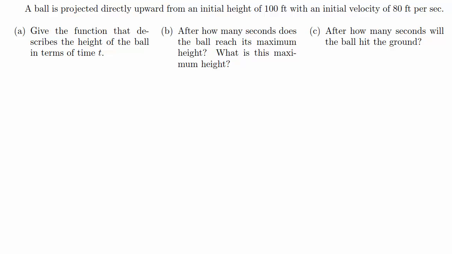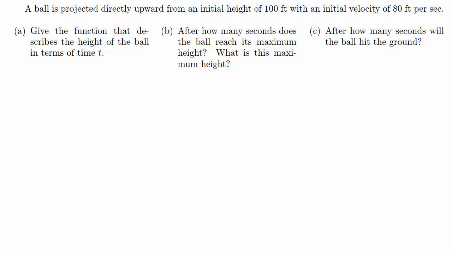Hello. In this video we're going to solve the problem. A ball is projected directly upward from an initial height of 100 feet with an initial velocity of 80 feet per second. A says to find the function that describes the height of the ball in terms of time t. B says, after how many seconds does the ball reach its maximum height, and what is this maximum height? And C asks, after how many seconds will the ball return to the ground?